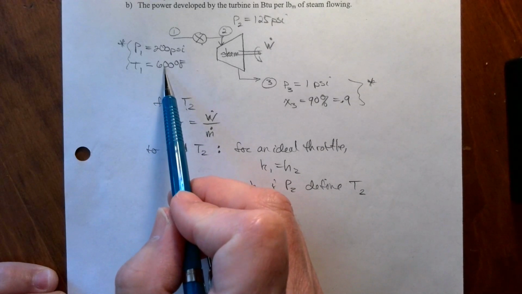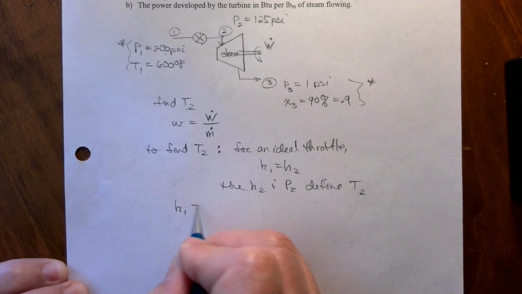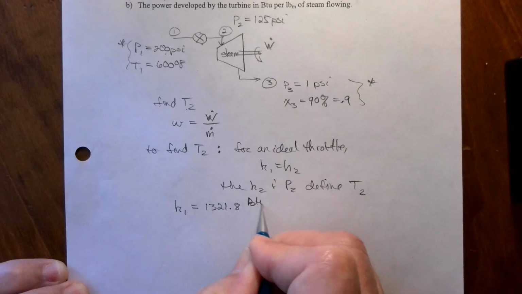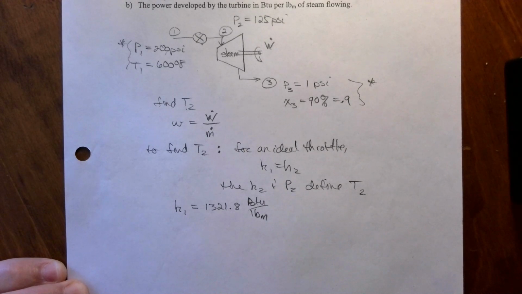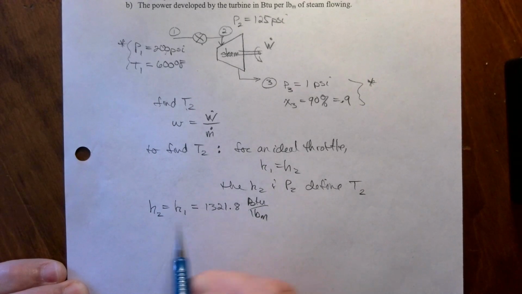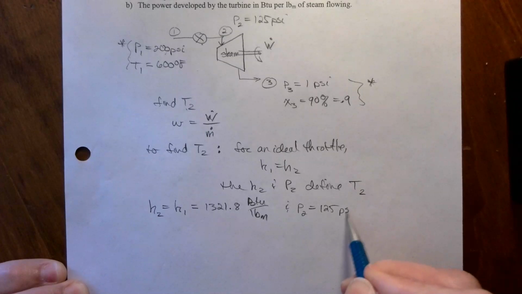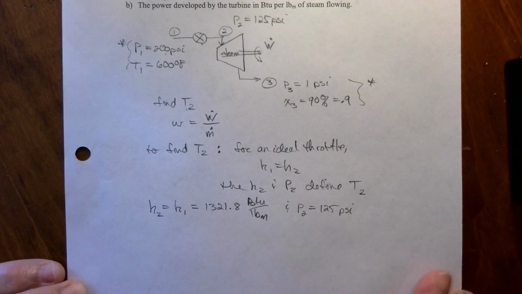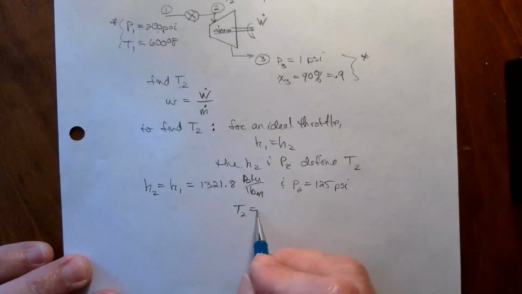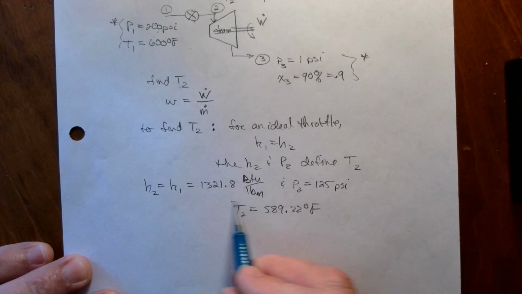Okay, so this is superheated steam, superheated vapor entering at 200 psi, 600 degrees Fahrenheit. H1 is 1321.8 BTUs per pound mass. So that's also H2. H2 is equal to this, and the pressure at 2 is equal to 125 psi. That's still superheated. If we go to the superheated tables with that information, we'll find that temperature T2 is equal to 589.22 degrees Fahrenheit.